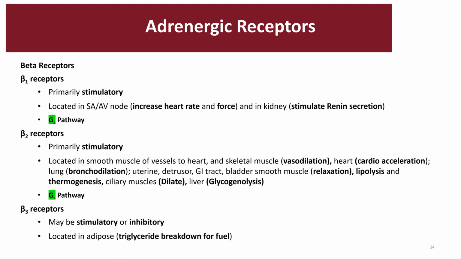It also dilates smooth muscle inside the lungs, called bronchodilation. It also allows relaxation of smooth muscle inside the uterus, the detrusor muscle that surrounds the bladder, and your GI tract, as well as increasing thermogenesis and lipolysis. It also plays a role in helping dilate the lens, allowing you to see far vision. It also synergizes with the alpha receptors to increase glycogenolysis and release sugars to the body. Beta-2 also follows the Gs pathway by increasing cyclic AMP.